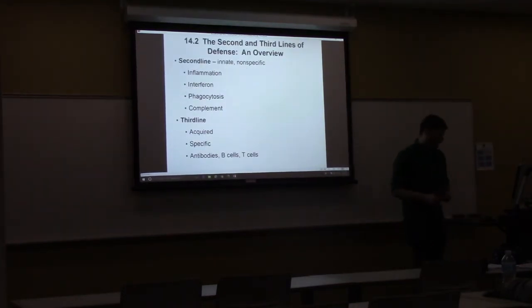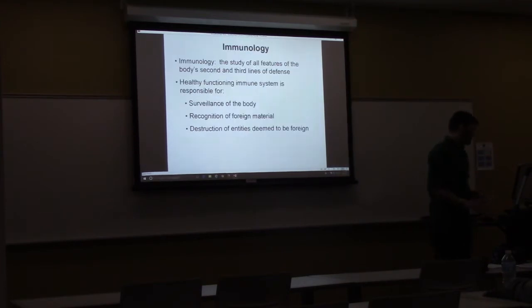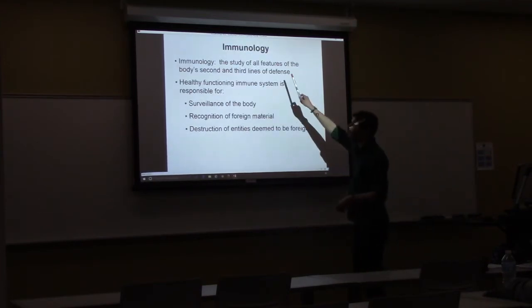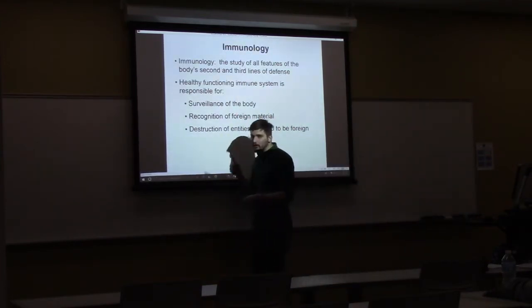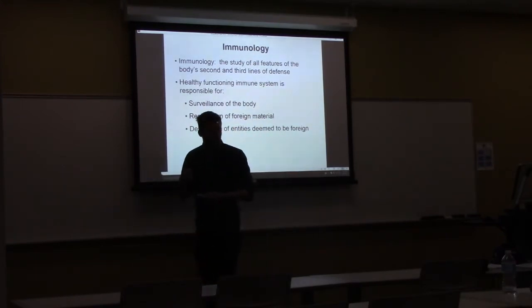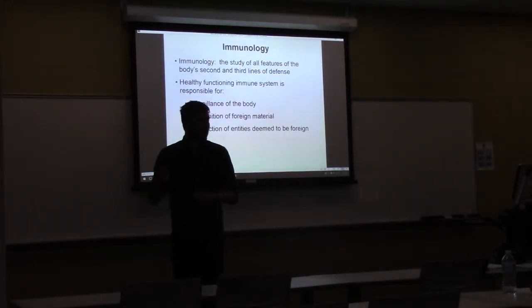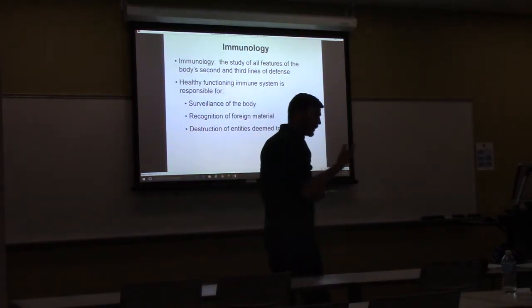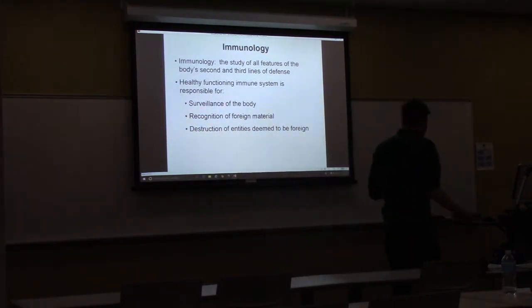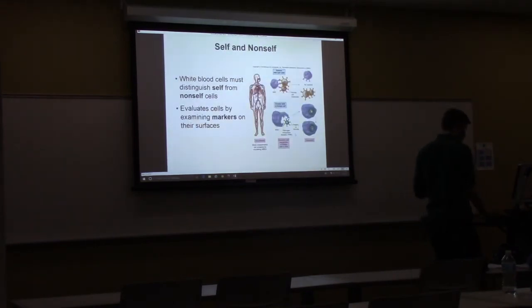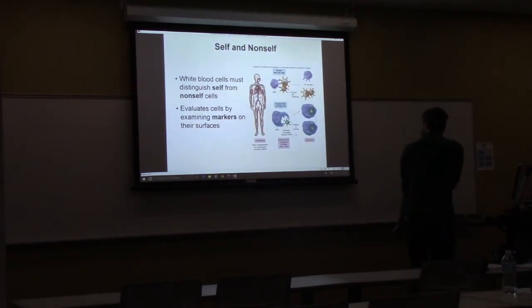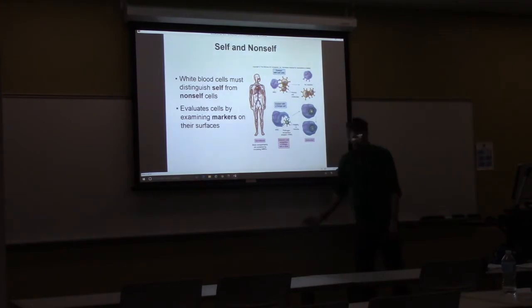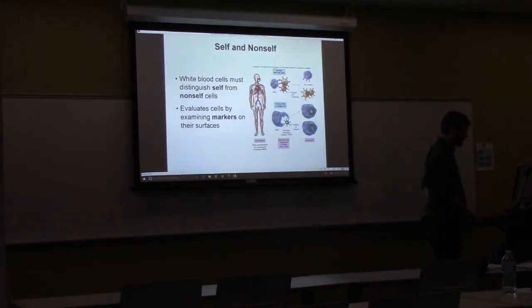So now let's actually go into the immune system. Okay? So immunology, remember, is the study of the cells that survey the body, recognize foreign material, and then destroy it. Okay? So survey, recognition, destroy. And they do this based on self and not self. So if it's self, it's allowed to live. If it's not self, it is destroyed.